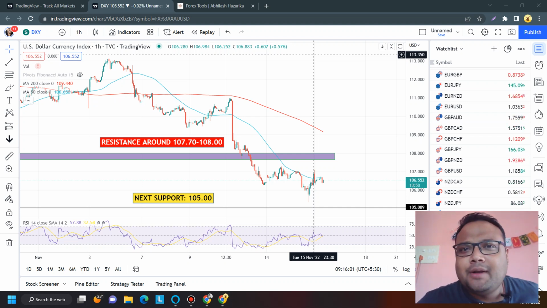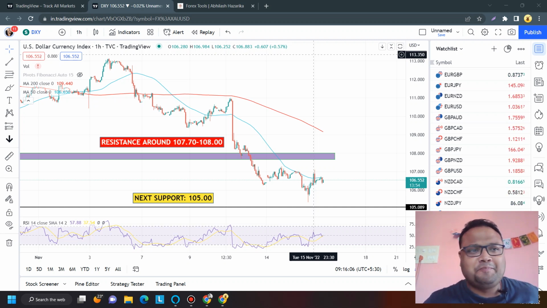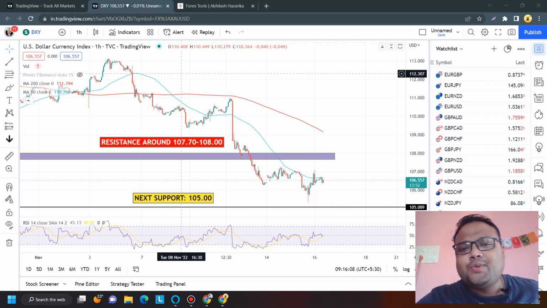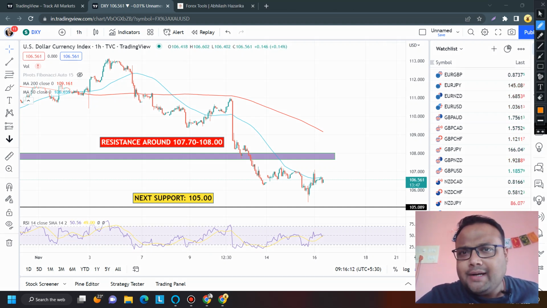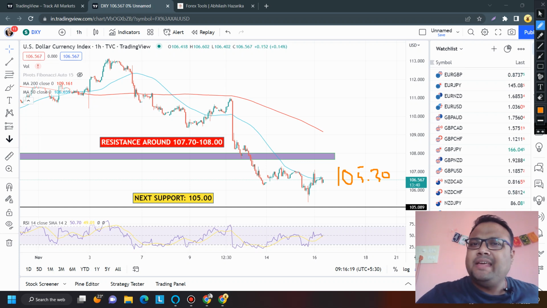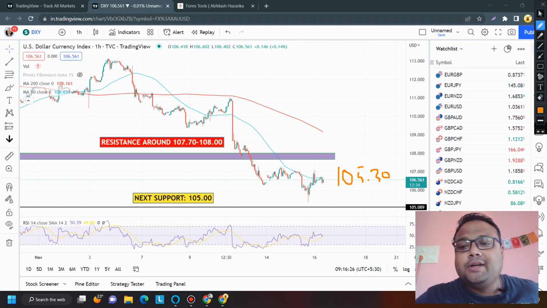Flexibility is a requirement for survival in the market, and we are having the best example. This is a chart of DXY in front of us. Yesterday, we saw quite a dip on the chart of DXY where it made a low of 105.30, but again we saw immediate recovery. Right now DXY, or US dollar currency index, is standing at 106.56. This is the current market price here. So DXY is still trying to recover from this dip.